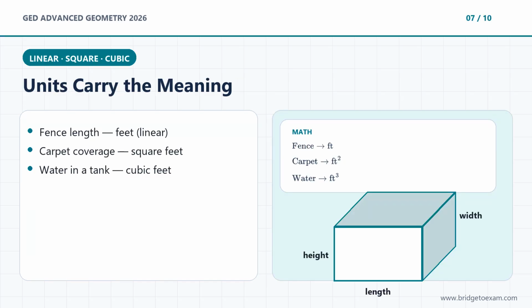Let's make units crystal clear, because the GED loves to test them. If you are measuring the length of a fence, that is a single distance, so the answer is linear, just feet. If you are covering a floor with carpet, that is flat coverage, so the answer is square feet. And if you are filling a tank with water, that is space inside a solid, so the answer is cubic feet. Same numbers can appear, but the unit tells you what kind of measurement it truly is.